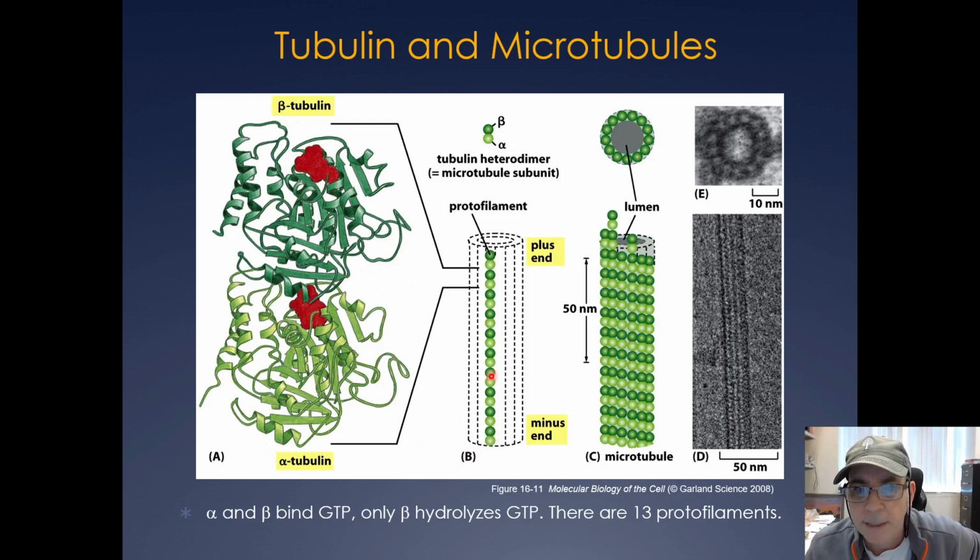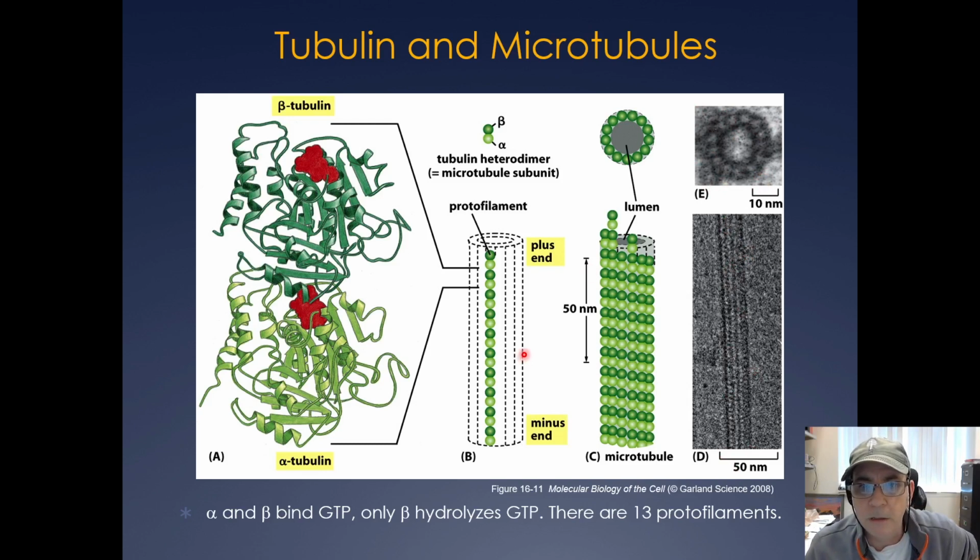microtubules. You'll have one protofilament, and then when they come together they form a microtubule. And there's actually 13 protofilaments that make up a microtubule. And they're sort of shaped like this. And here's a nice electron micrograph of the microtubule, and here's a cross-section of it showing the 13 different filaments.